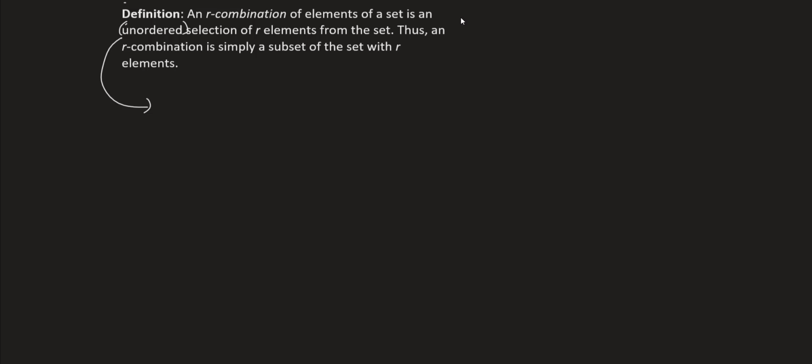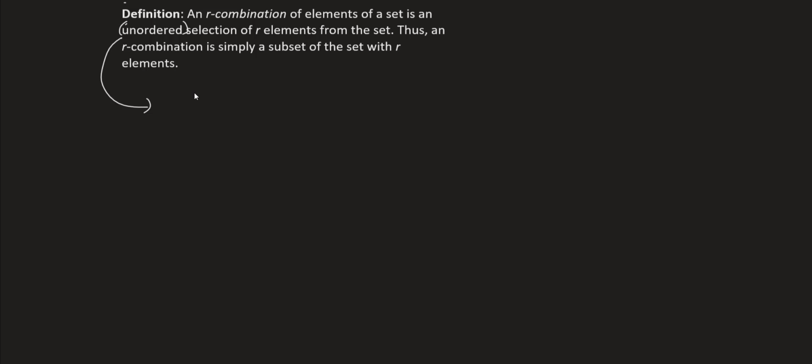Now let's start our discussion on the combination. A combination of elements of a set is an unordered selection of r elements from the set. Thus, a combination is simply a subset of the set with r elements. So here what you note is that it's unordered, therefore order does not matter here.